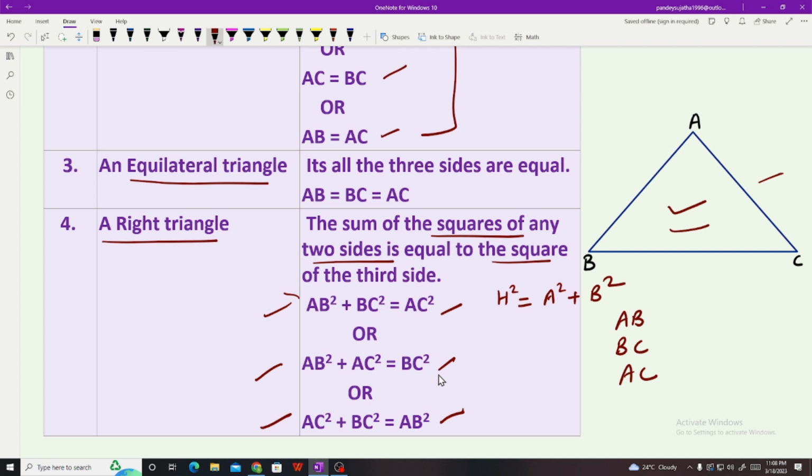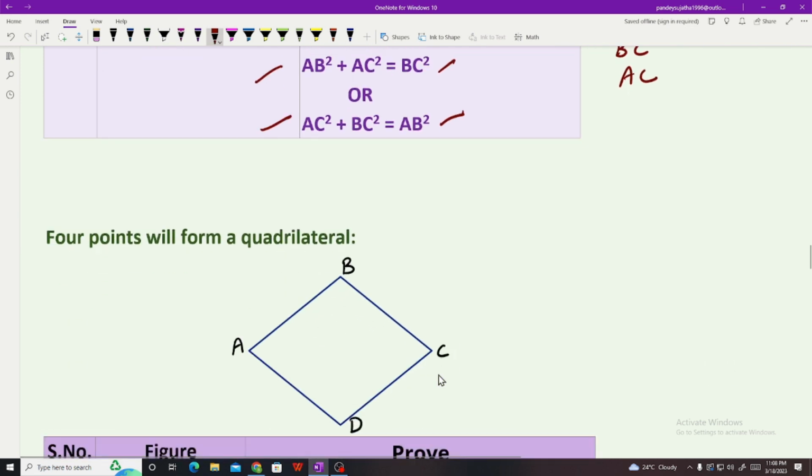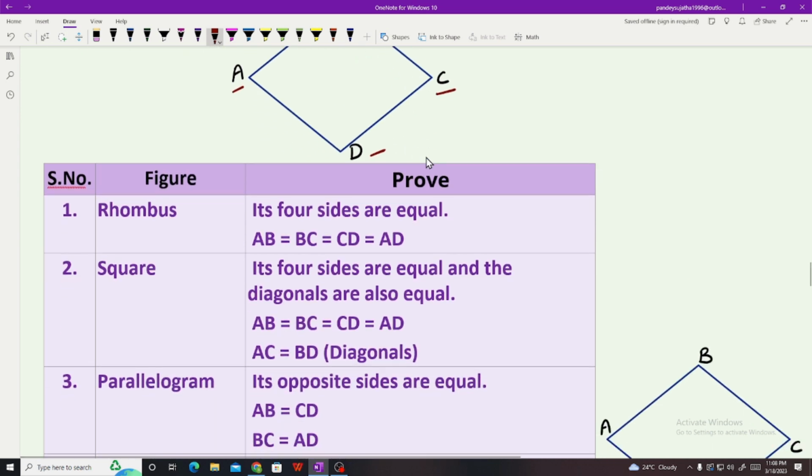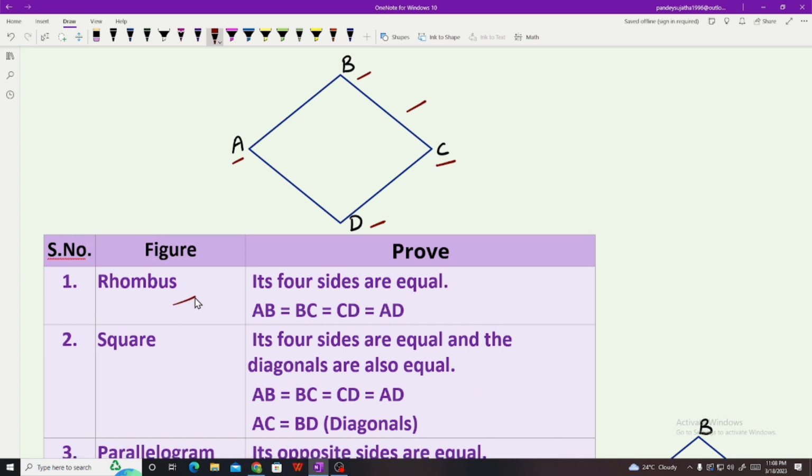Now let's see, when we join 4 points, which type of polygon is being formed. When the points A, B, C and D are joined, we get a quadrilateral. So to prove that the quadrilateral is a rhombus, we need to show that all four sides of the quadrilateral are equal. That is, AB is equal to BC is equal to CD is equal to AD. If we show all four sides are equal, then that quadrilateral is a rhombus.